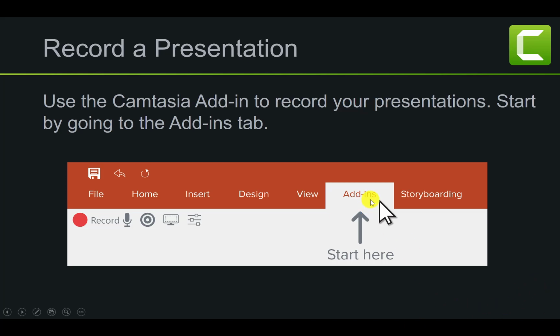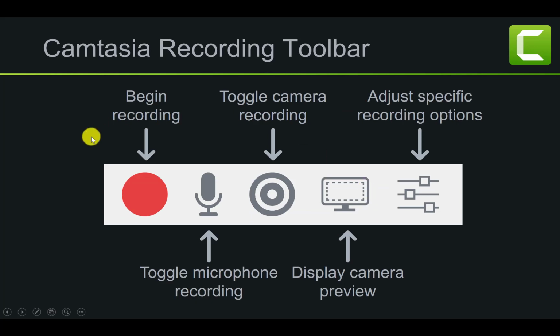And here you should see your familiar tools for recording audio. Your big red button to begin recording, your microphone. The little target icon is to toggle your camera and your recording. You can display your camera preview by showing your monitor screen. And you can adjust your specific recording options such as your microphone or your camera by selecting the little slider options on the far right.